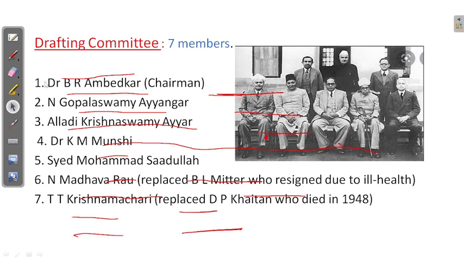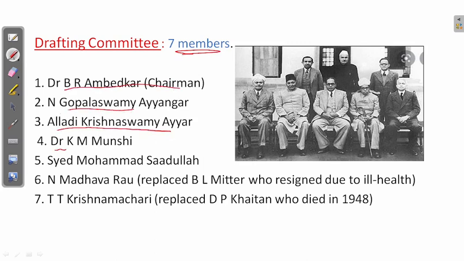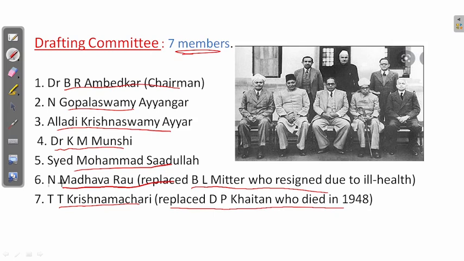Okay. Next, we'll see the Drafting Committee. So, the Drafting Committee consists of 7 members with B.R. Ambedkar as chairman. And these are the members: Gopalaswami Ayyangar, Alladi Krishnaswami Iyer, K.M. Munshi, Syed Muhammad Saadullah, and Madhava Rao. Madhava Rao replaced B.L. Mitter, who resigned due to ill health. Next, T.T. Krishnamachari replaced D.P. Khaitan, who died in 1948. These were the members of the Drafting Committee.